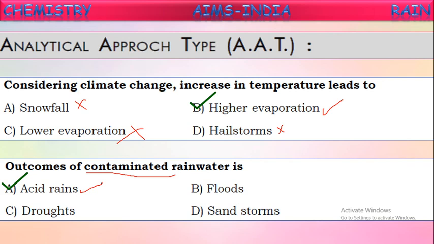So this acid rain causes different kinds of damages. It damages some marble sculptures. It causes damage to agricultural fields, and it causes pollution in the water also, which is harmful for aquatic animals and plants. Okay, acid rain is one of the outcomes of contaminated rainwater. Excess of rain causes floods. Very less amount of rainwater causes drought. So here contaminated rainwater causes effects like acid rain. Okay, next.